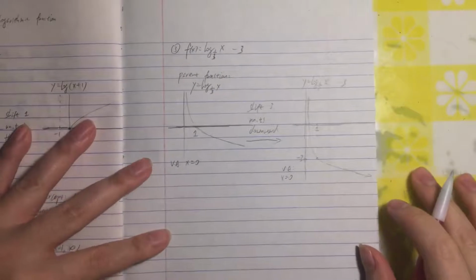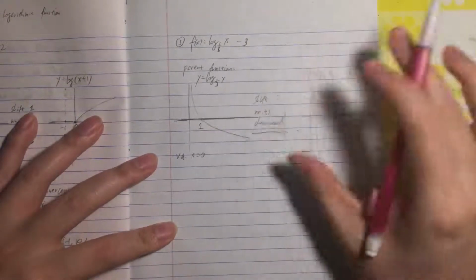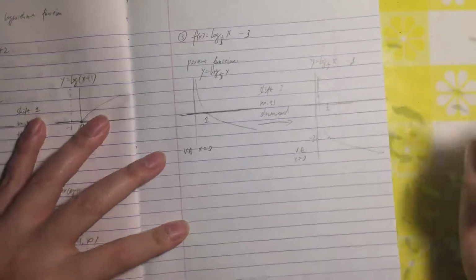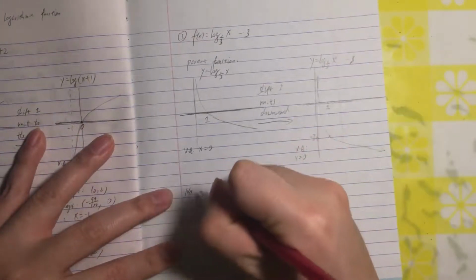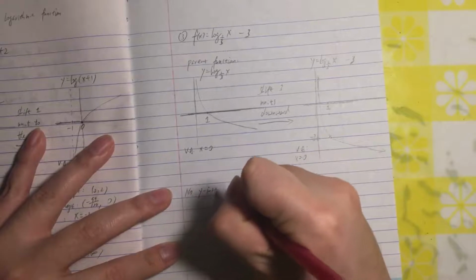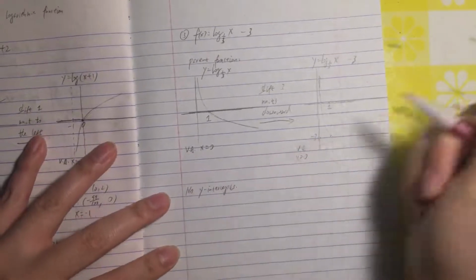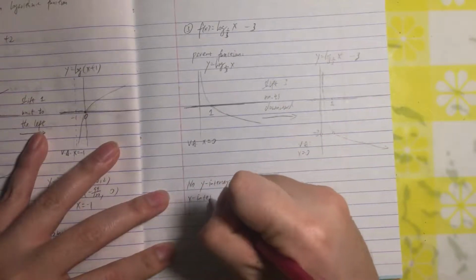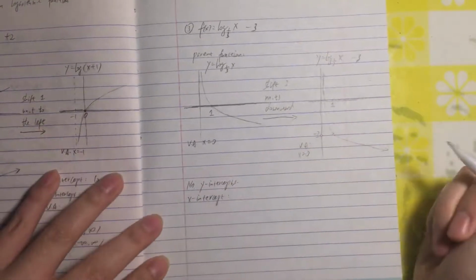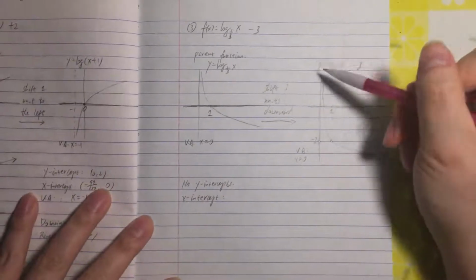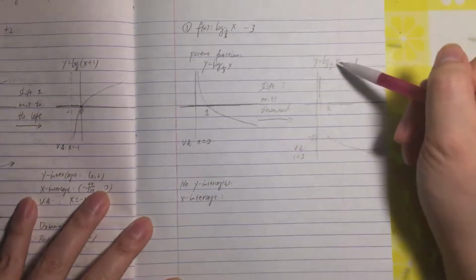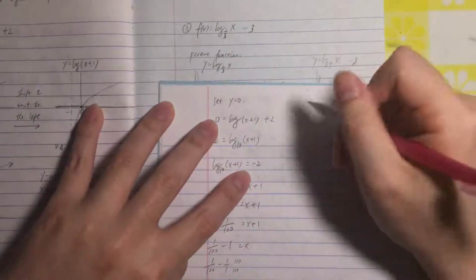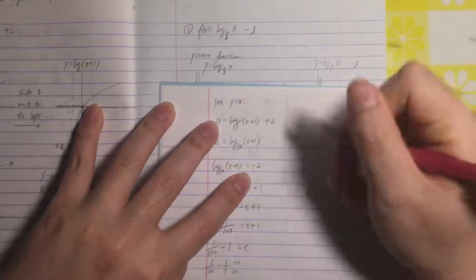Now, for this graph, we can see that there's no y-intercept. There is an x-intercept. For an x-intercept, we set y equal to 0 and solve the equation for x.